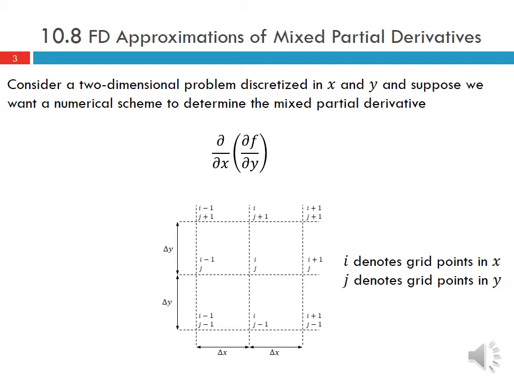Suppose we want a numerical scheme to determine the mixed partial derivative, partial by partial x of partial f by partial y. In all of the previous sections, we have just talked about developing finite difference schemes in a single direction, but here we can extend this to look at partial derivatives when the domain is discretized in more than one direction. Here i denotes the grid points in x and j denotes the grid points in y, and we want to determine this mixed partial derivative at our point x_i, y_j.